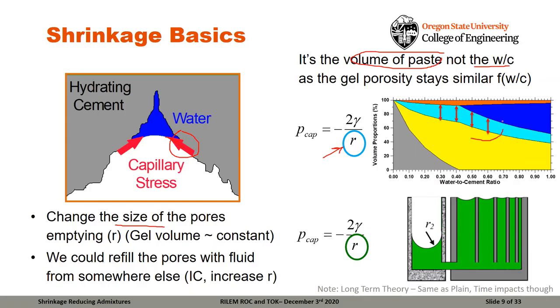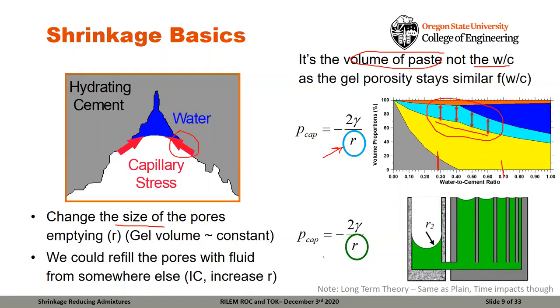So here we can actually see a calculation that shows us the volume of the gel pores from water to cement ratios of 0.3 to about 0.7. And what you can see is at the same levels of hydration, you have a very similar volume of the gel pores in the system and would have a very similar overall shrinkage.